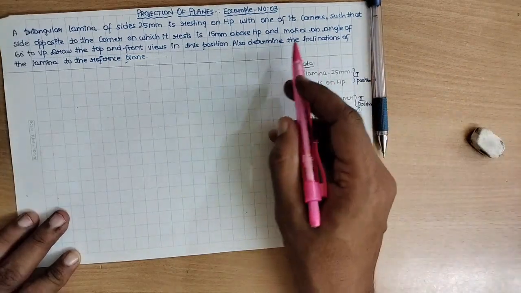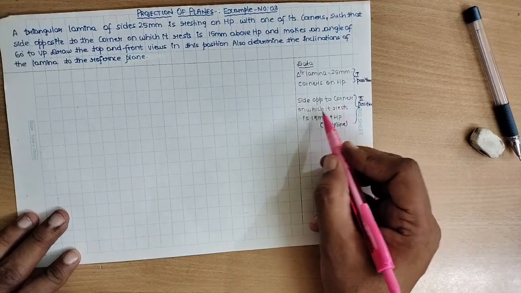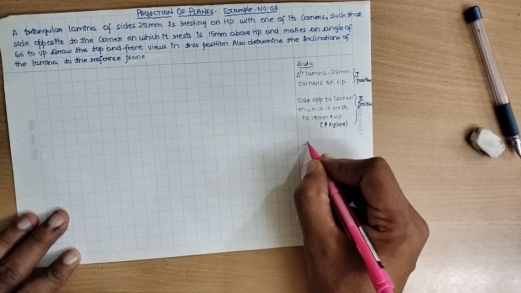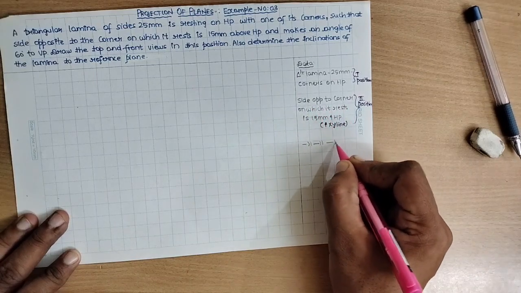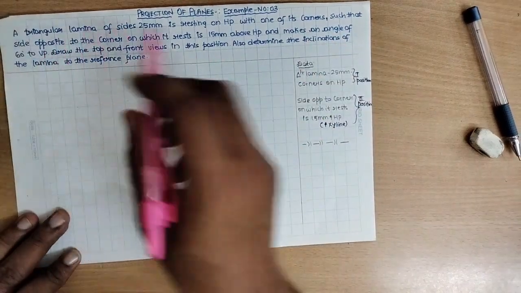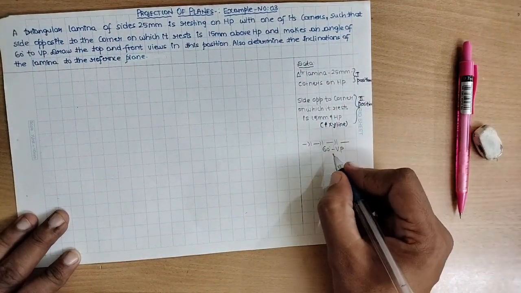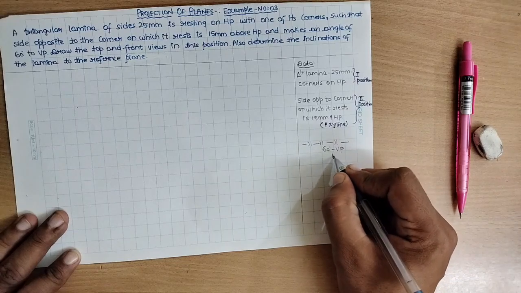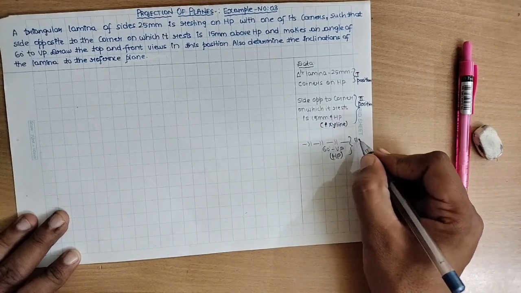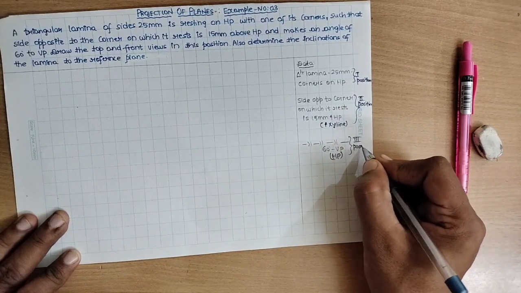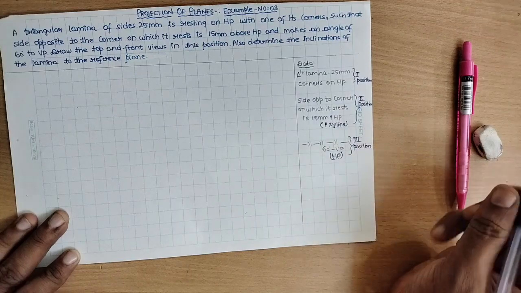What is the final and the last one? The same side opposite to the corner on which it rests, I will just write ditto here, makes an angle of 60 degrees to VP. By this time we should be knowing the fact that 60 degrees to VP should be drawn in HP. This part of the data is nothing but the third position in the solution.